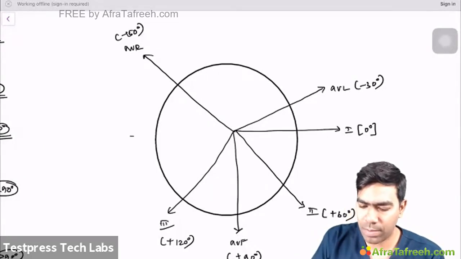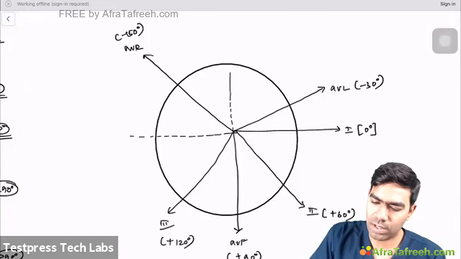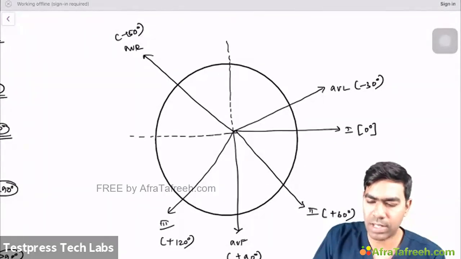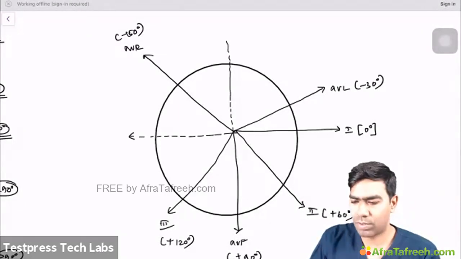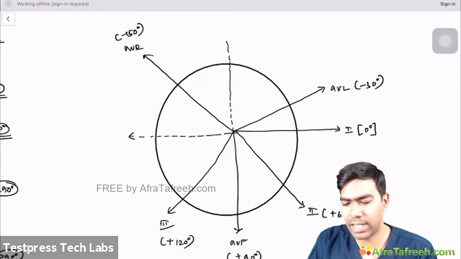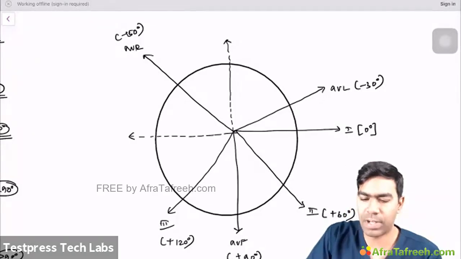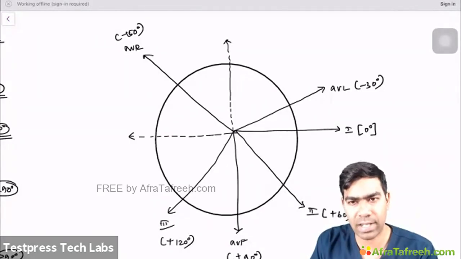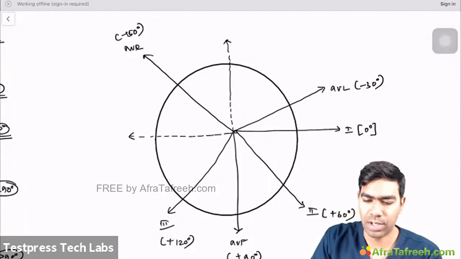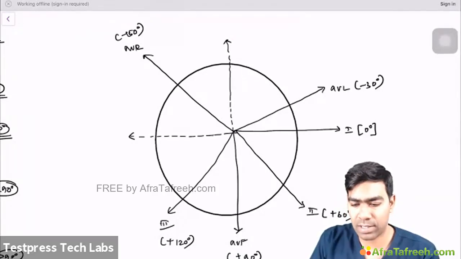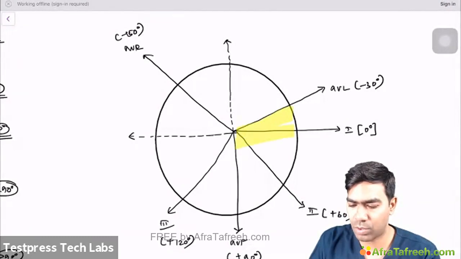So we can put 2 arbitrary lines like this. Here and here. This is a line at 180 degrees, but there is no lead that measures that area. And this is an arbitrary, hypothetical line that I have drawn at minus 90 degrees, but there is no lead over there. Just to confirm what we mean by left axis deviation and right axis deviation. If you want to know what normal axis means, it is this particular zone.